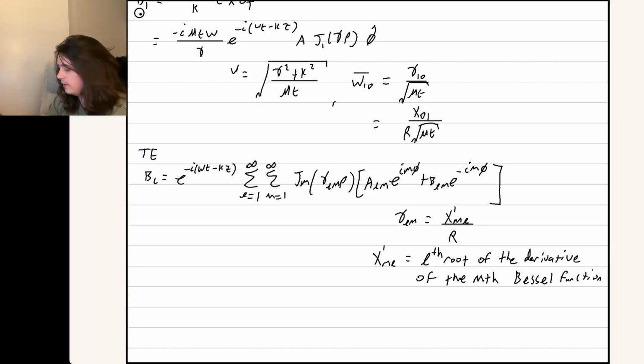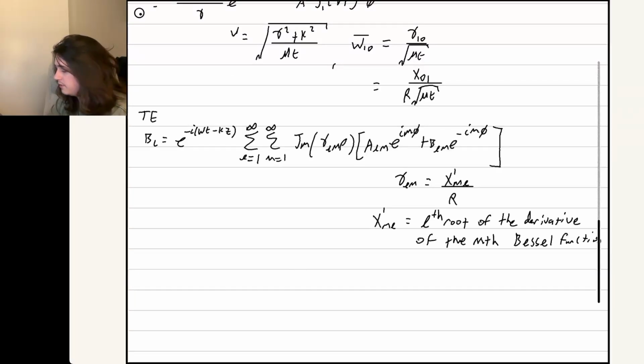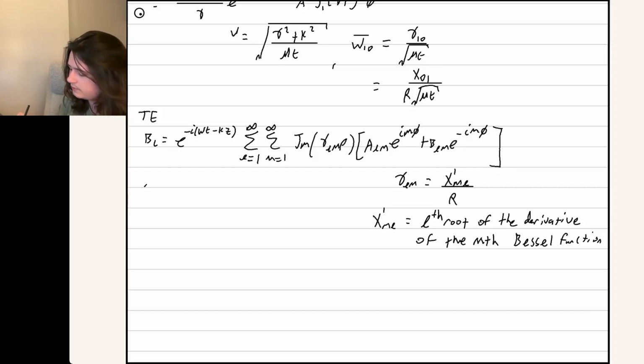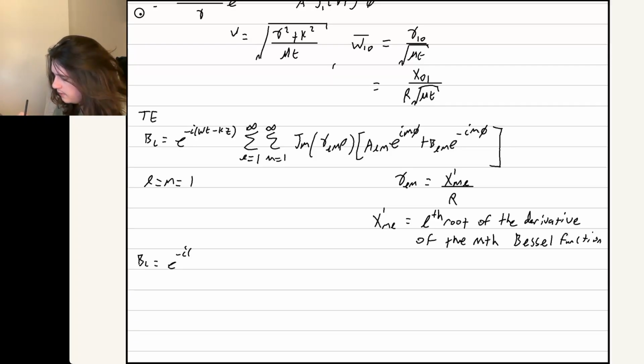So that's our wave function, and now the minimum value for l and m in the expansion are both 1. So the lowest mode is the l equals m equals 1 mode. So we can look at that mode specifically and then write out what B_z is in that case. e to the minus i omega t minus kz. We have the first Bessel function as a function of gamma_1,1 and rho. We have A e to the i phi, and we have B e to the minus i phi.